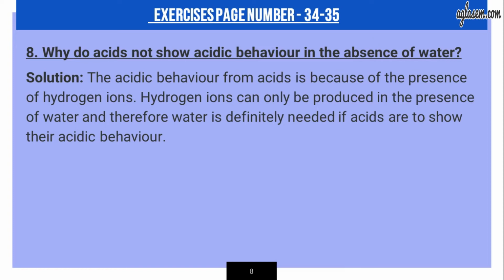The acidic behavior of an acid is because of the presence of hydrogen ions. Hydrogen ions can only be produced in the presence of water, and therefore water is definitely needed if acids are to show their acidic behavior. So this is all for question number 8.